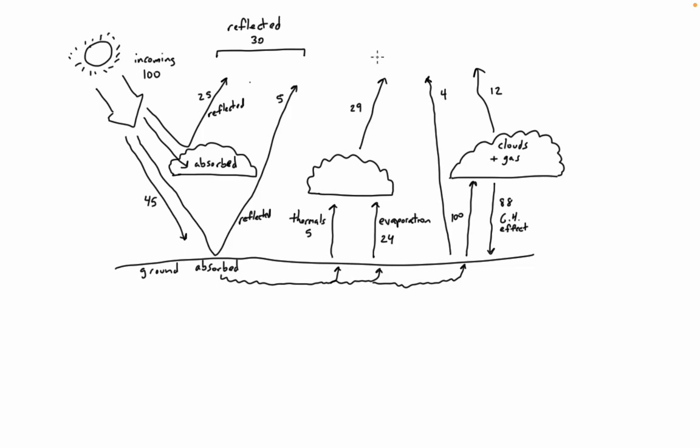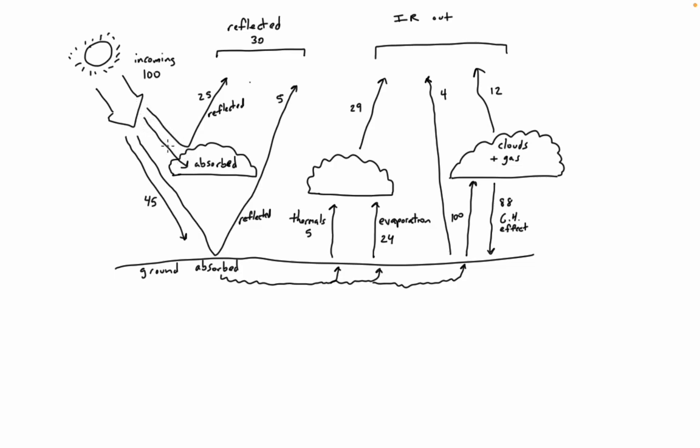All right, so we could sum up these. And this is the infrared radiation that's leaving. And let's see, 29 plus 4 is 33, plus 12, 45. So we're missing something. Right, because this in and out should be balanced. So here's what we're missing.